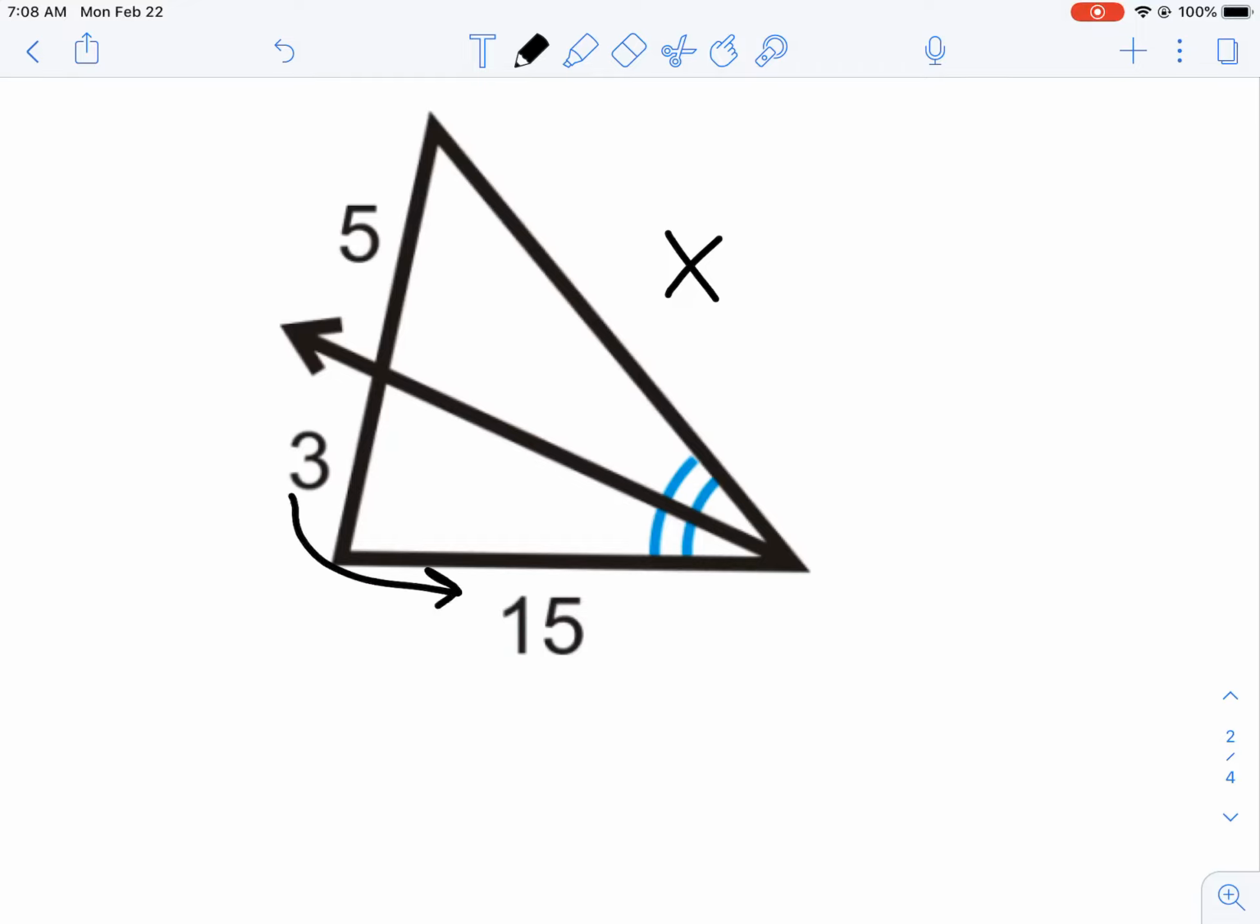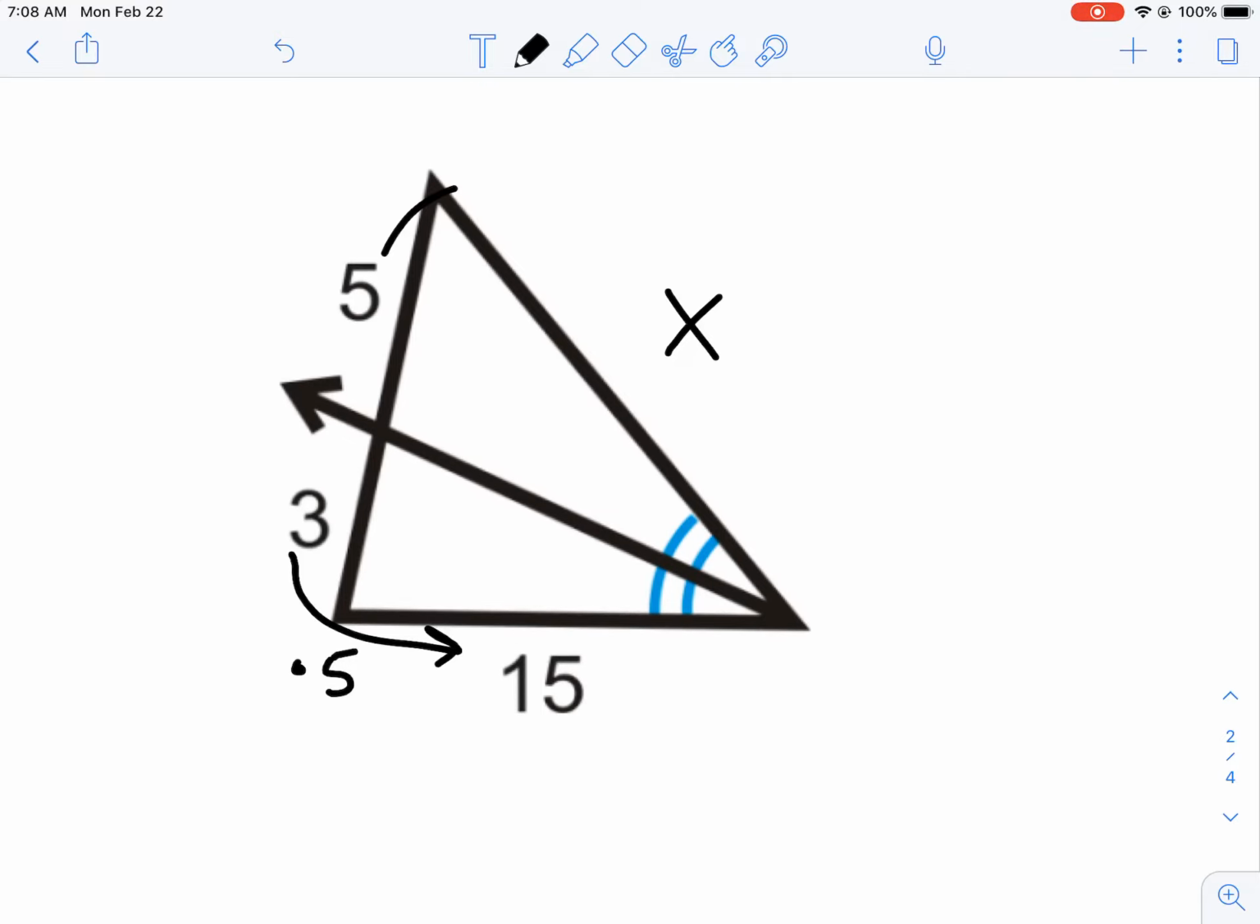This one, 3 times what makes 15? That'd be 3 times 5. So if we do the same thing on that side, 5 times 5 equals 25. So we know that that side, x, equals 25. Now remember, this wasn't the original problem. This was the original problem.